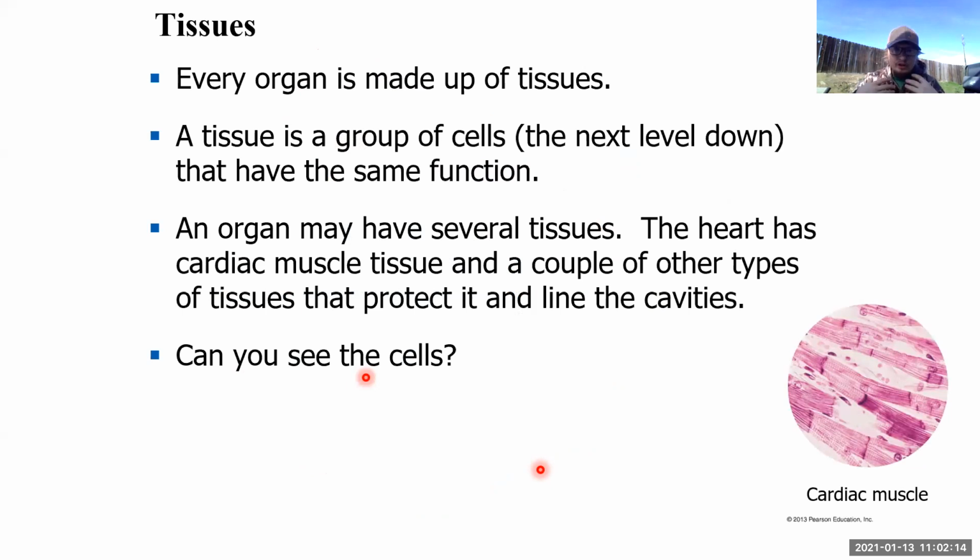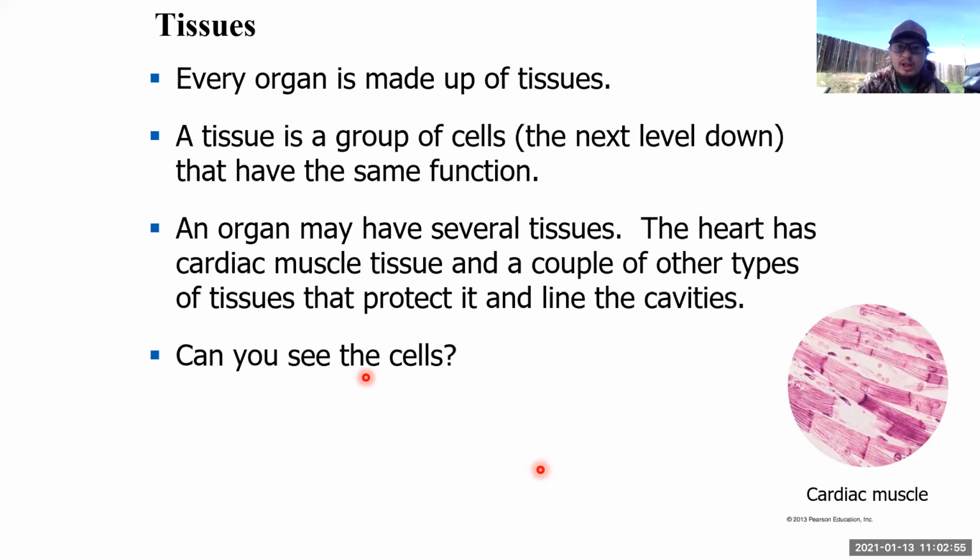Once you have multiple cells put together, they form tissues. Your tissues are made up of all of these different cells that have a similar function. And an organ will then be made up of several different tissues. So far we've got atoms that make up molecules, molecules that make up macromolecules, macromolecules that make up a cell, and multiple cells that make up tissues. And then tissues with the same function make up an organ.